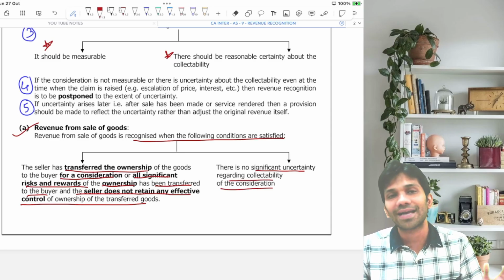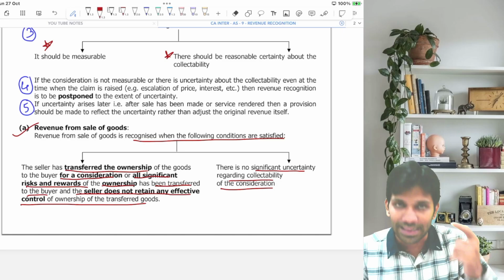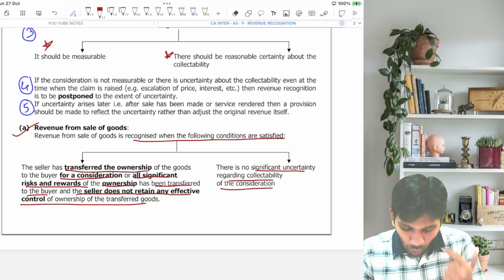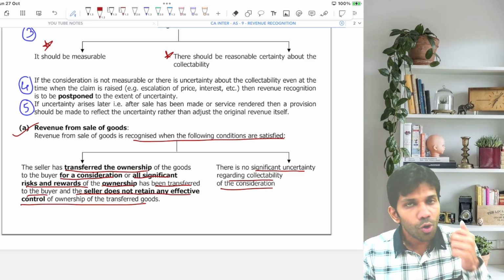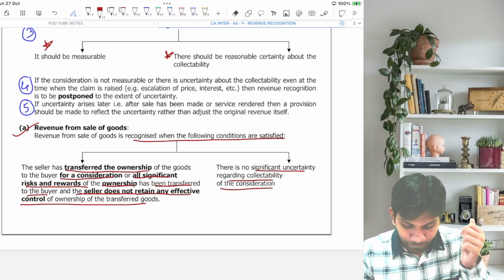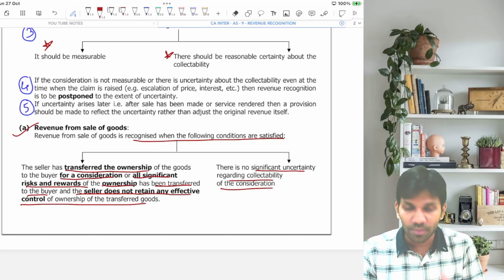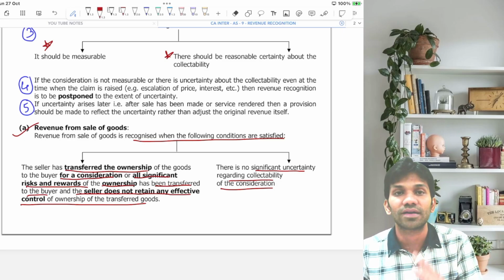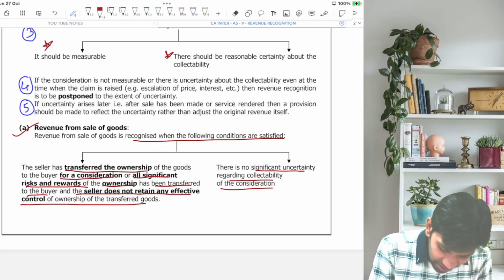And there is no significant uncertainty regarding the collectibility of the consideration. So basically, guys, they are just trying to say that whenever you sell goods, when should the revenue be recognized? When the seller has transferred the ownership of the goods to the buyer, all significant risk and rewards of the ownership have been transferred to the buyer, and the seller does not retain any effective title of ownership of the transferred goods. So please remember this. This is point number 6.